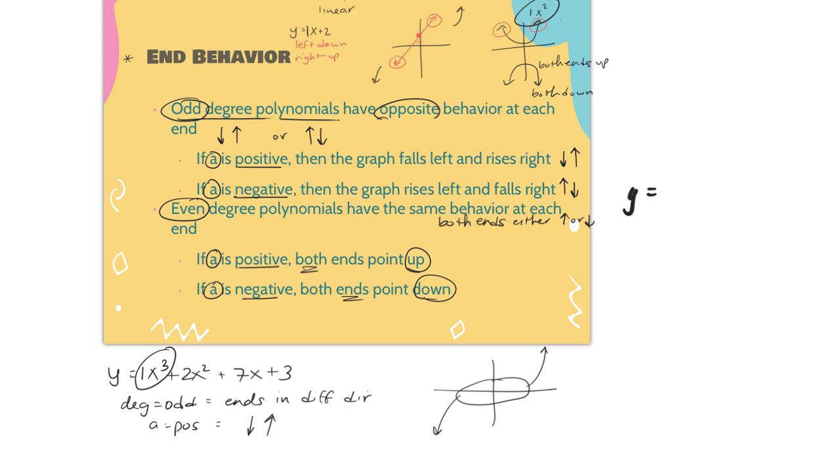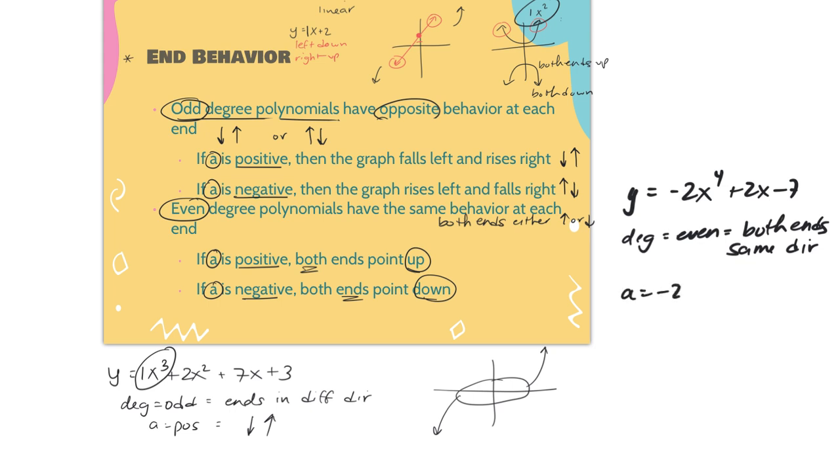Let's say we do y equals negative 2x to the fourth power plus 2x minus 7. Again, the degree is even, so I know both ends will go in the same direction, okay? And because a is negative 2, so it's negative, both ends are going to go down, okay? So the more you do, the easier this will become. Again, we don't know what's going to happen in the middle of the graph, or where the values are going to be, but we do know the ends.